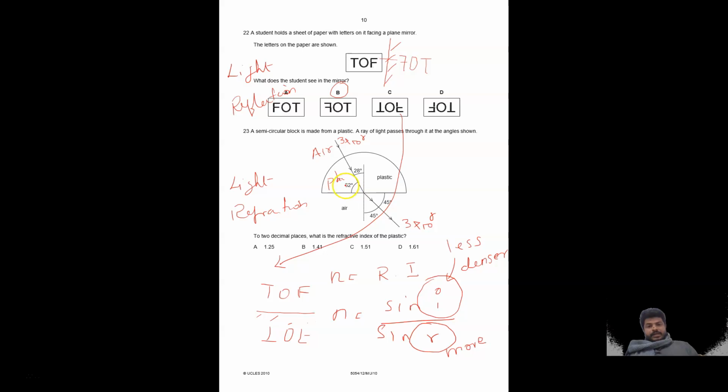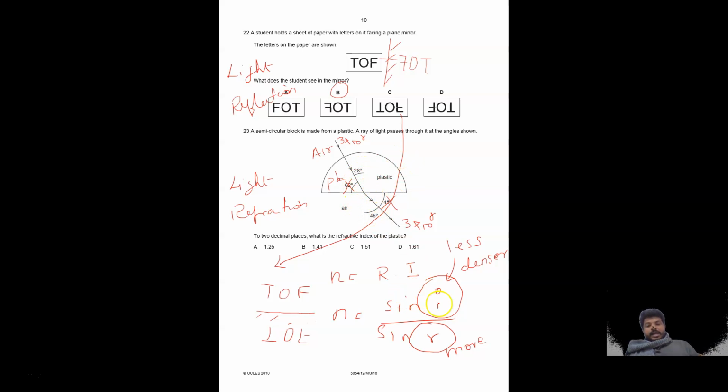Now see, here is 62. Please cancel the 62 at the beginning. Here this 45 you can cancel. The reason is that it is not going to participate in either i or r, because it is not measured from the normal. We need an angle from the normal to the ray. Here is the normal. You see, this line is a normal. The angles are measured from the normal to the ray: 45 and 28.